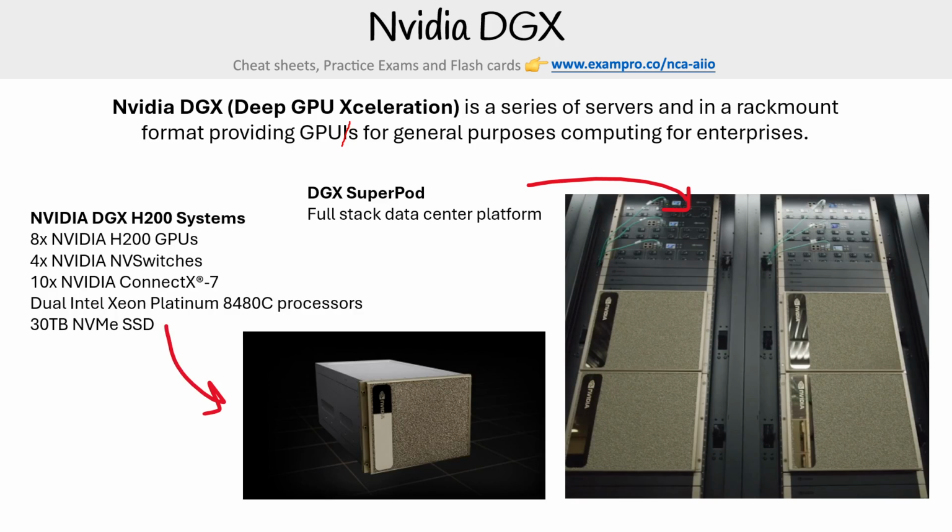And then here we have the NVIDIA DGX, and this one is the H200. Honestly, these boxes all look the same. So if you have an H100 and H200 DGX, they'll have the same exterior, but what's inside may be different. So the example of the H200 has 8 H200 GPUs, which come with 4 NVIDIA NVSwitches with 10 NVIDIA ConnectX-7s, and dual Intel Xeon Platinum 8480C processors, which we keep seeing. And actually on the exam, I think I got a question about it, so that's why I'm emphasizing it. And it has 30 terabytes of NVMe SSD.